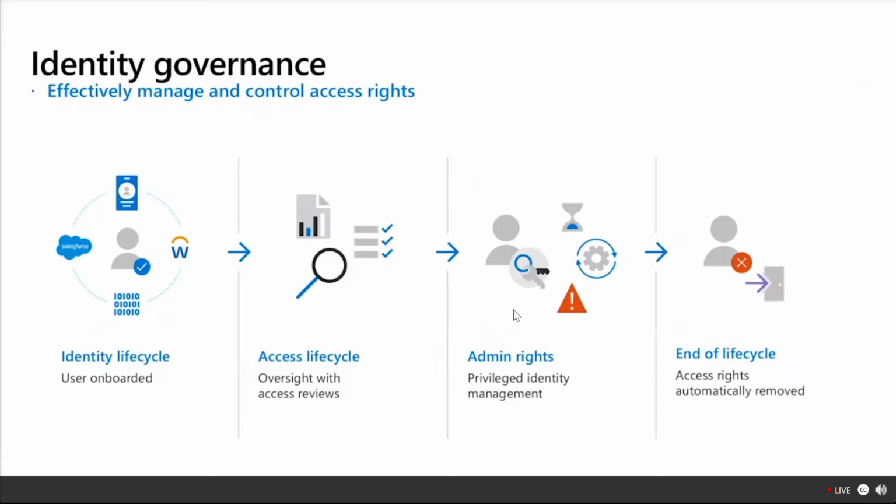When it comes to administrative rights and admins, you can use privileged identity management for just-in-time access, alerts, and approval workflows to protect access to critical resources. Something that we encourage you to ask yourself is, how many global admins do you have? This is the highest level of administrative access in Azure AD. So you want to make sure that you don't have more than you need, since excessive access could be a risk to your environment. At the end of the life cycle, you can use your HR app to make sure access rights are removed.